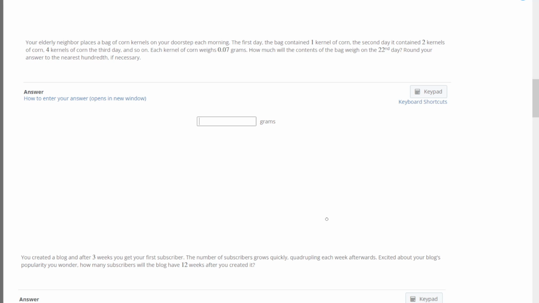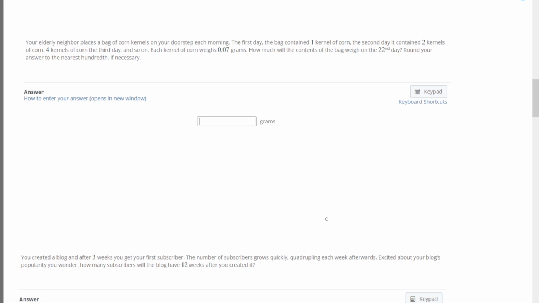Now, these questions are a little bit more tricky. We aren't dealing with those formulas. It says that our elderly neighbor places a bag of corn kernels on our doorstep each morning. The first day, the bag contained 1 corn kernel. The second day, it contained 2 kernels of corn, and 4 kernels of corn the third day, and so on. So it's doubling each time. Each kernel of corn weighs 0.7 grams. How much will the contents of the bag weigh on the 22nd day? Round your answer to the nearest hundredth.